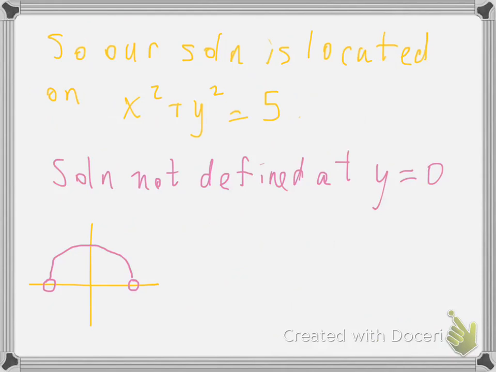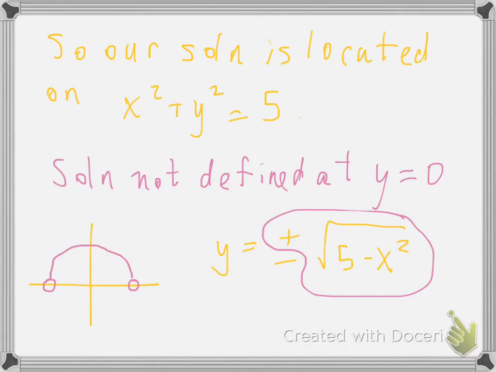So indeed, we get that our solution is the upper half of the circle, and we eliminate the points on the y-axis. And you can see that if you solve it explicitly for y, you get plus or minus the square root of 5 minus x squared. Since our initial condition was in the upper half plane, we take the positive solution. And since we know our solution is not defined at y equals 0, our interval of solution is negative square root of 5 to square root of 5, the open interval, so not including those endpoints.